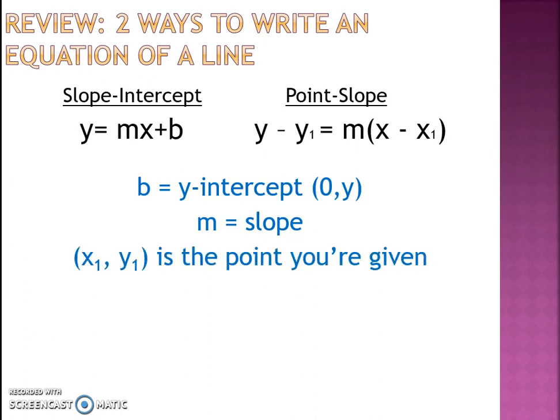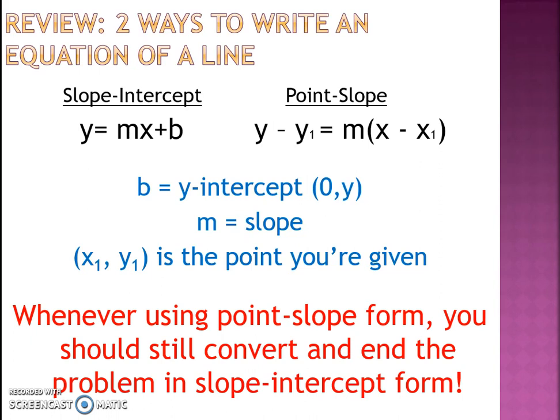x1, y1 is the point you're given. So right here, they're going to give you a point. You're going to plug in x1 and y1. M is the slope, and then b is here, the y-intercept. Whenever using point-slope form, you should still convert and end the problem in slope-intercept form. So you want your answer to always be in slope-intercept form. You need to convert.